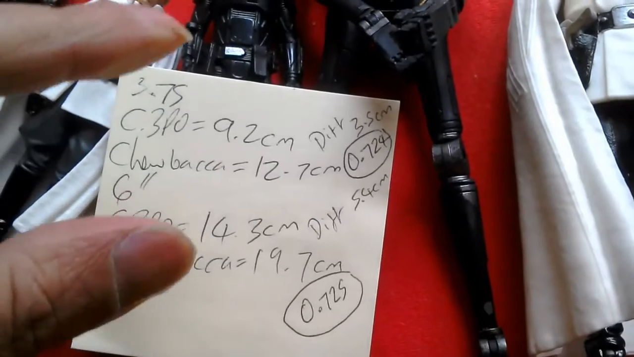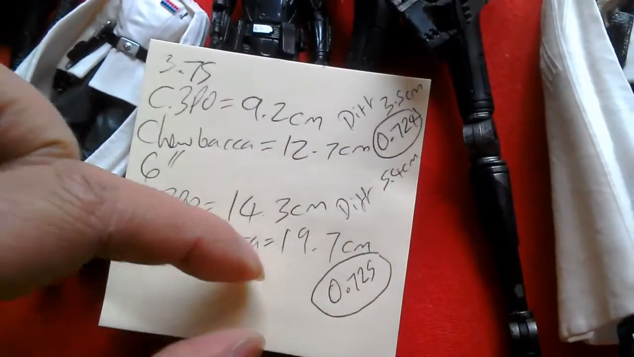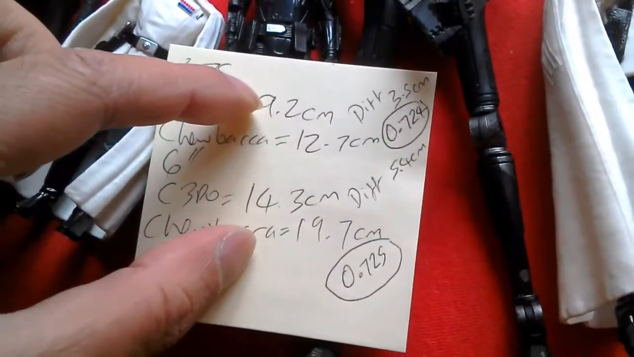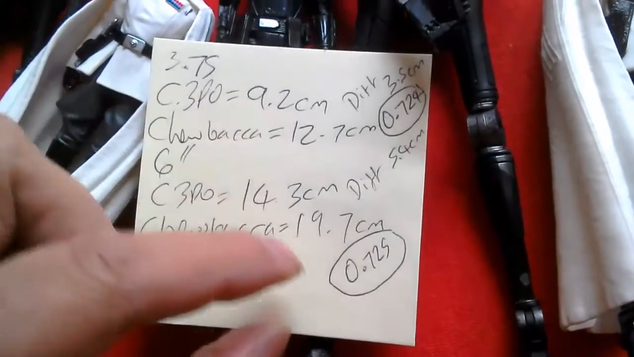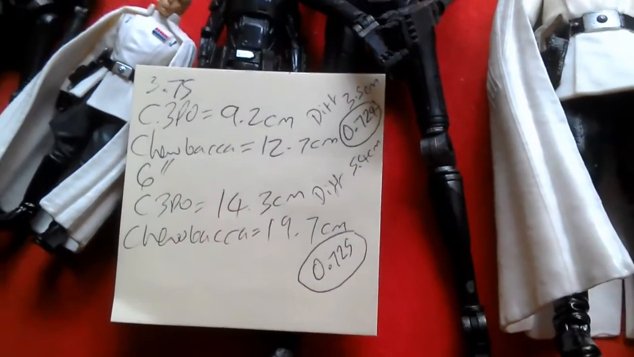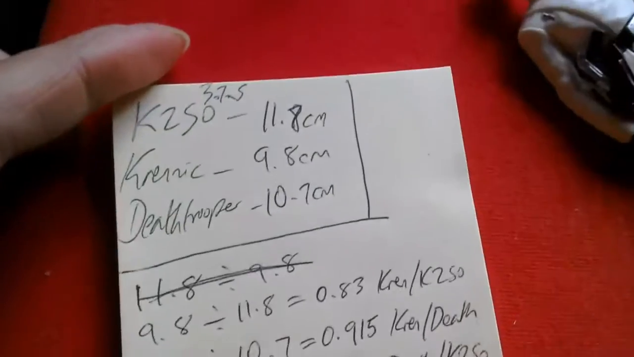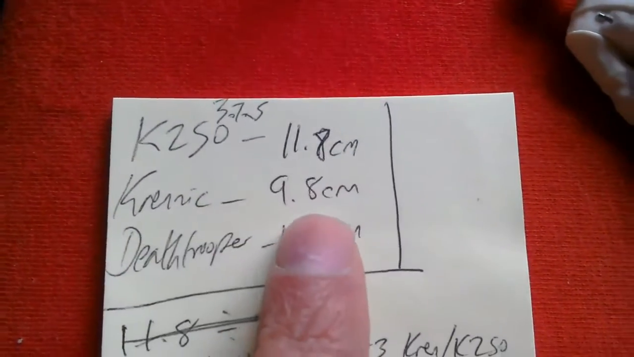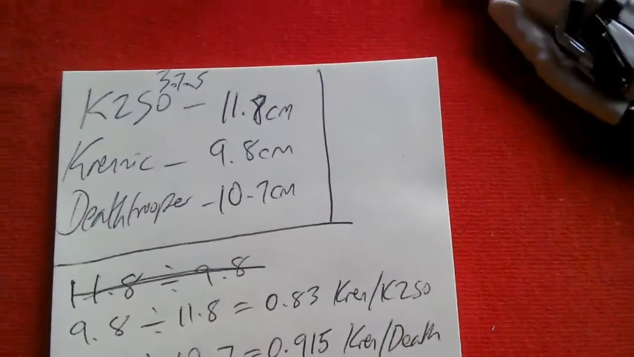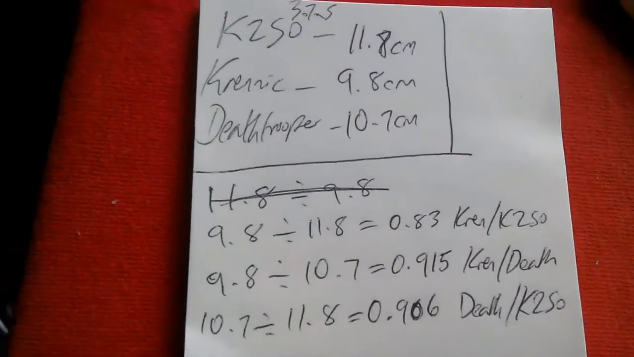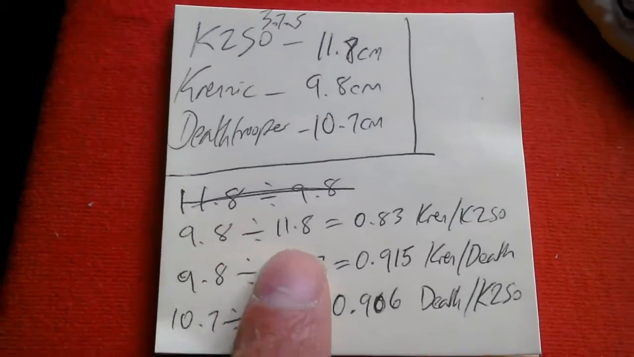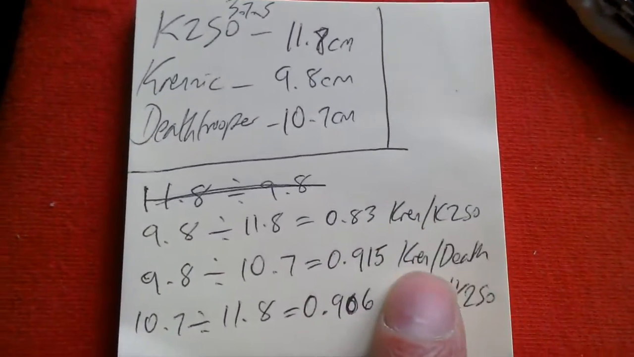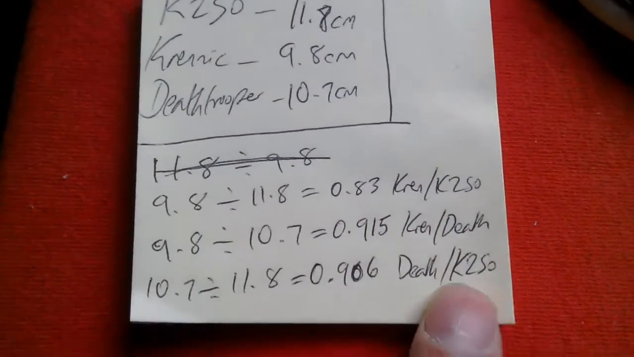So in this next lot's going to have 3 sets of numbers, because this is for 2 figures. This is going to be 2 characters. The next one's going to be for 3 lots. These are for the 3.75 figures. I've done K-2SO, he's 11.8 centimeters tall. Krennic is 9.8 centimeters tall. Deathtrooper is 10.7 centimeters tall. And then you divide, so this is the division between Krennic and K-2SO, Krennic and Deathtrooper, Deathtrooper and K-2SO.